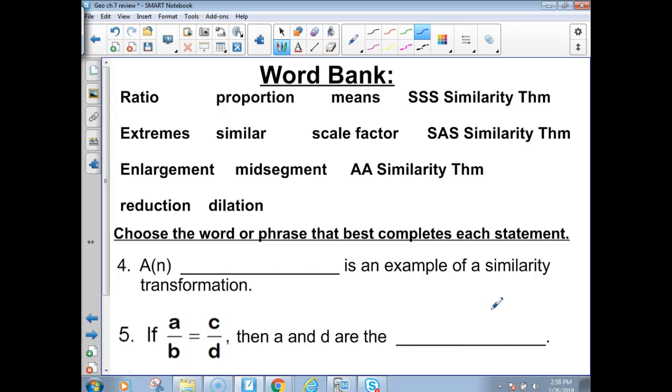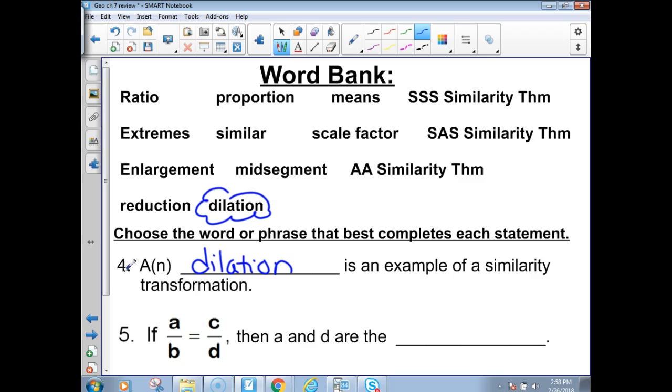When we did our transformations, remember we did reflection, we did translation, which was a slide, and we did rotation, and we did dilation. Which one would make a similar figure, not a congruent figure? A dilation. It blows it up. Okay, so that's what this was. A dilation is a similarity transformation.